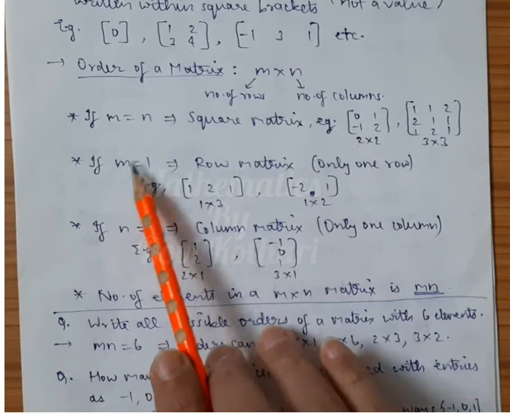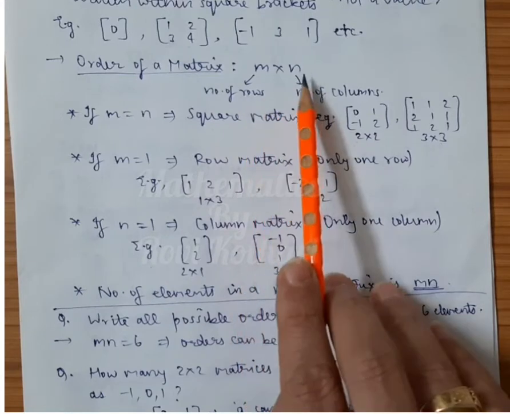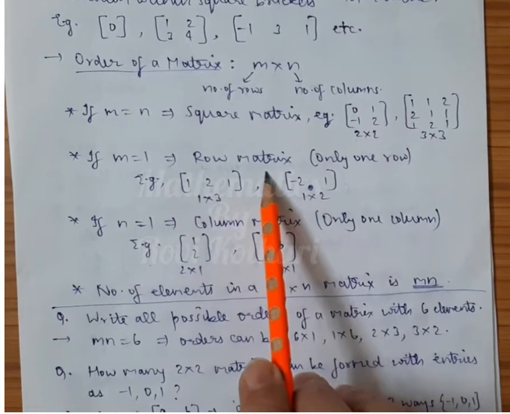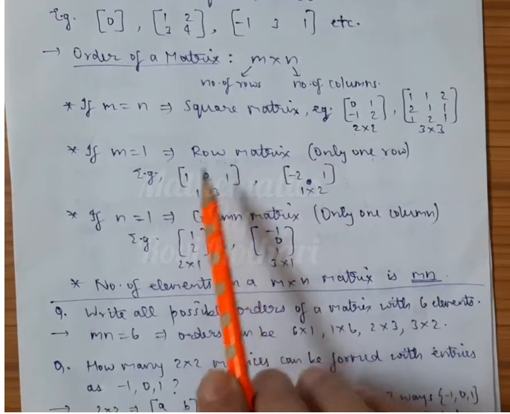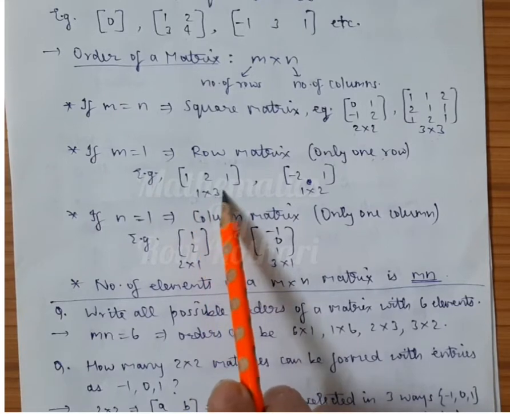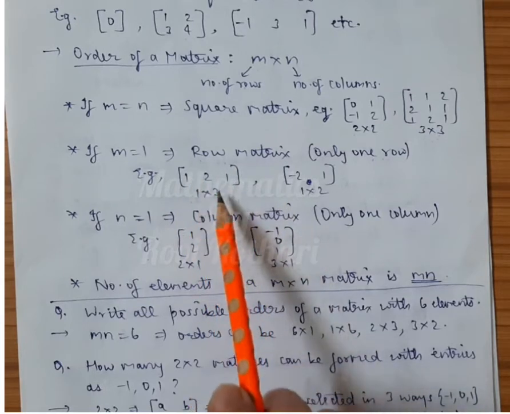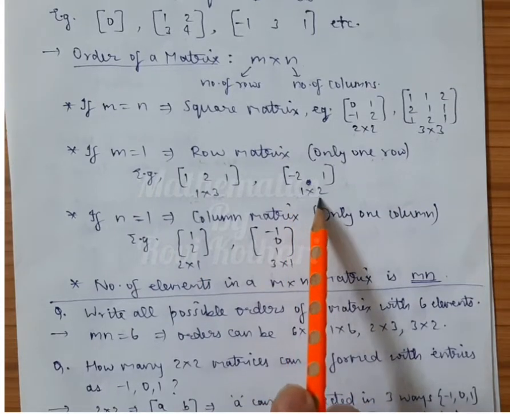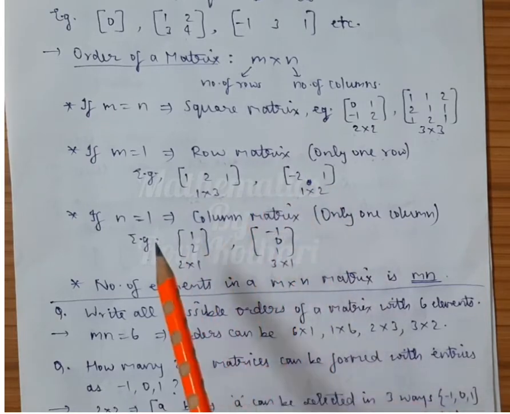Secondly, if in a matrix my first element m is 1, that means the number of rows is 1. Whatever the number of columns, if the number of rows is 1, we call that matrix a row matrix. Row matrix means it has only one row. For example, I've written a 1 by 3 matrix. What do you mean by a 1 by 3 matrix? 1 row, 3 columns. So it's a 1 by 3 row matrix. And this is a 1 by 2 row matrix: -2, 1. Two elements in 2 columns, but a single row.